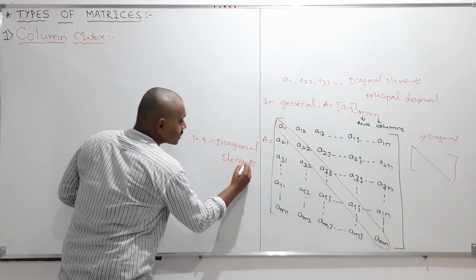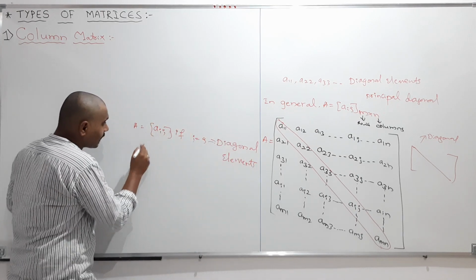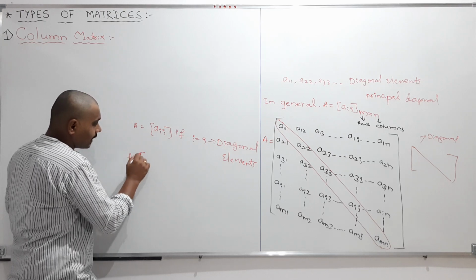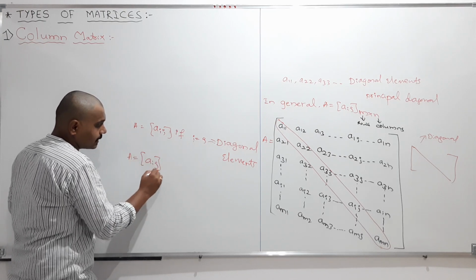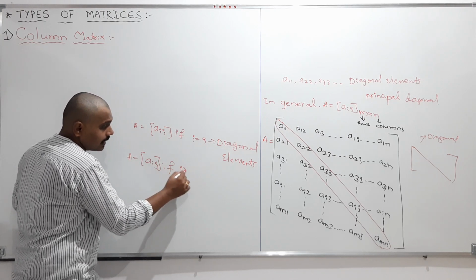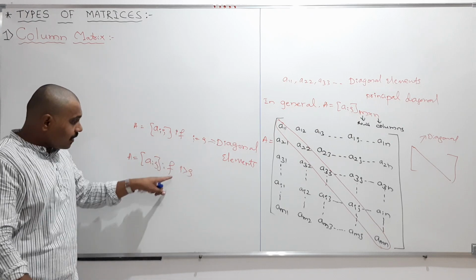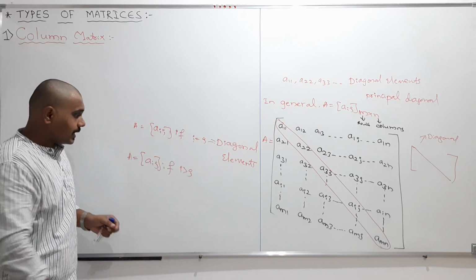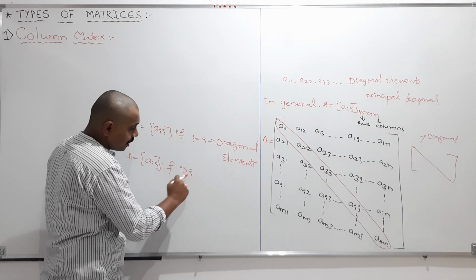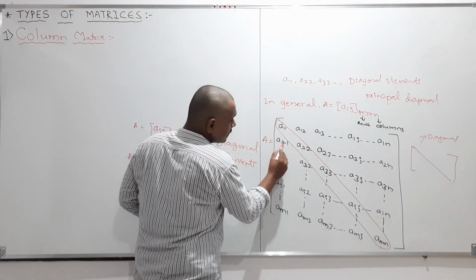And next, my dear students, if I write A equals Aij if i is greater than j, what does it indicate? I is greater than j means this value, i is greater than j.